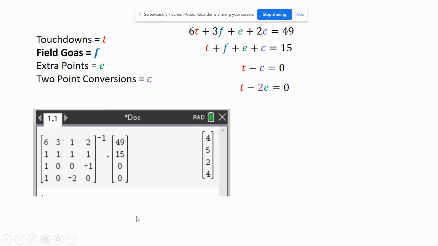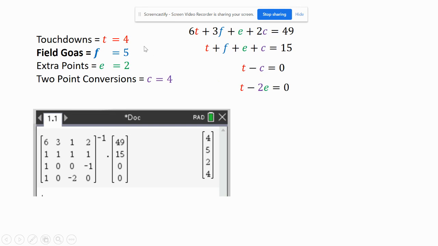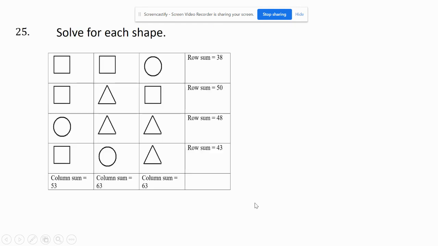I just took a picture of this one. And there's your answer right there. Sorry, you've got to go back. So basically you had 4 touchdowns, 5 field goals, 2 extra points, and 4 2-point conversions, which I know is not possible because that's 6 conversions and only 4 touchdowns. So this is not a problem that can happen in real life, but math-wise, we got it to work out.